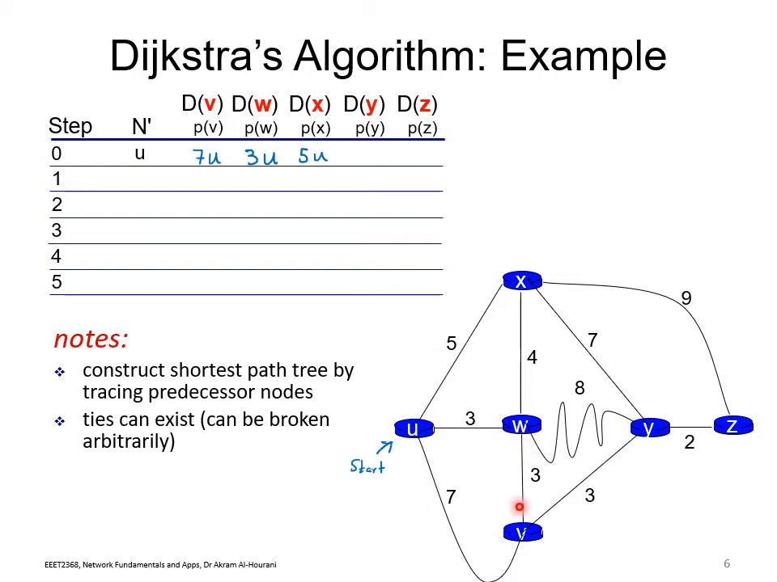Now, let's look at y and z. I don't know how to reach them yet, so I'm going to put an infinity here, meaning I don't know how to reach them. Just to let you know, N prime is the list of nodes that I'm sure how to reach. You see here, I don't know how to reach any other node. I only know how to reach the node itself.